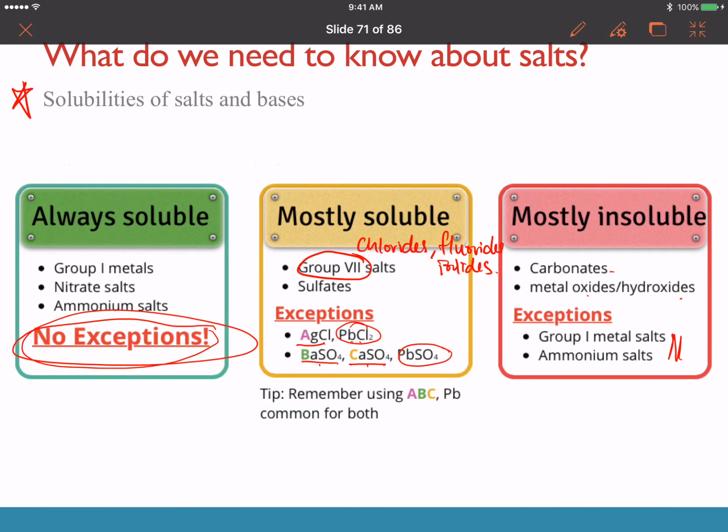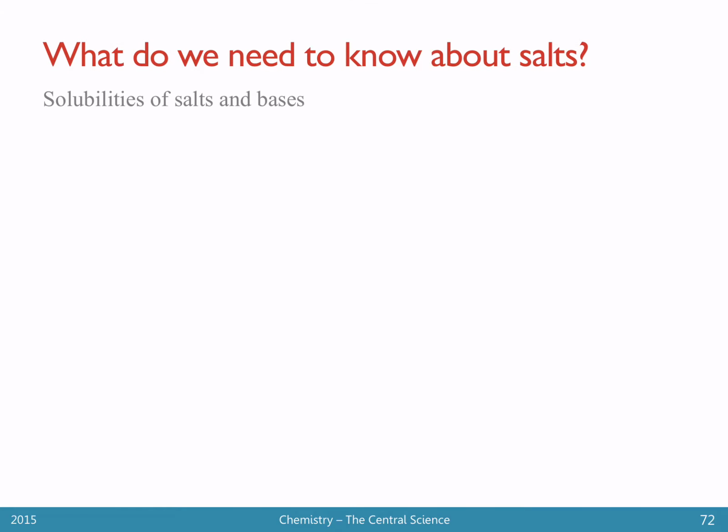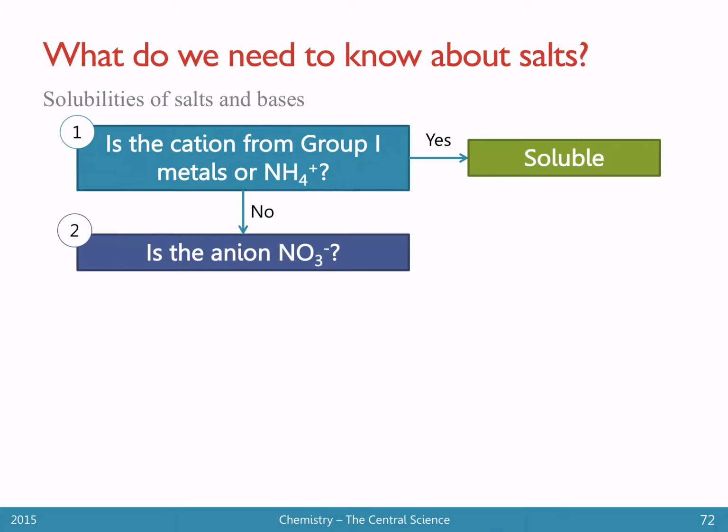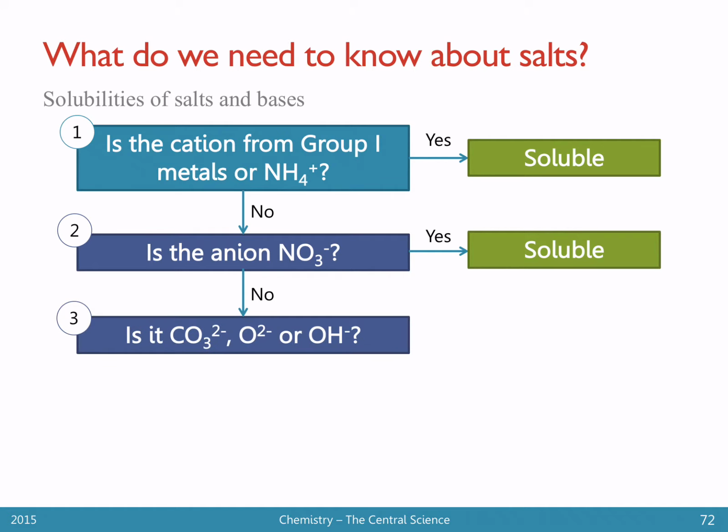So I can do this in a flowchart. First thing that I'll ask myself when I look at a salt is, is it from group 1 or ammonium? If yes, it is soluble. If it's not from group 1 or ammonium, I ask myself, is the anion a nitrate? If yes, it's also soluble. If no, I ask myself, is it a carbonate, oxide, or hydroxide? If yes, it should be generally insoluble.